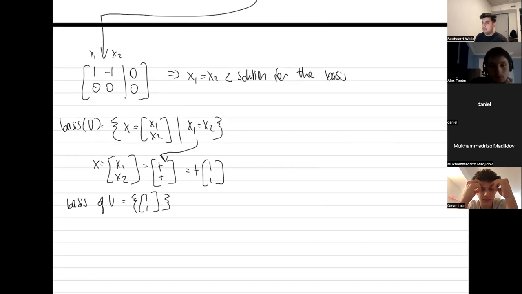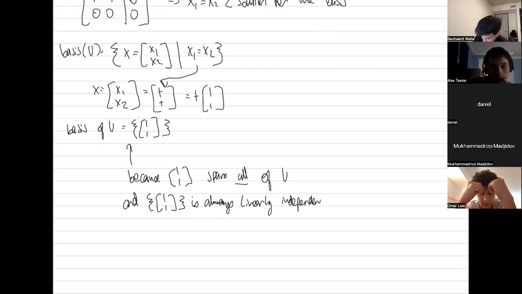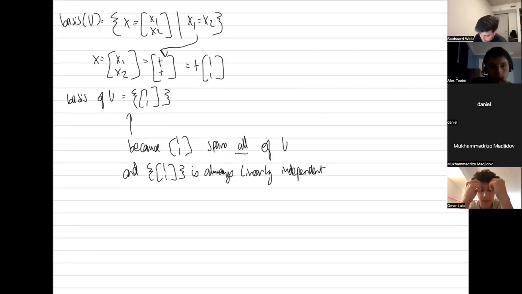That's it. The reason is that we saw 1, 1. Can 1, 1 be linearly dependent? No, since it's only one vector, a set of one vector is never linearly dependent since it's non-zero. Exactly. So we have found the basis. The dimension of V is equal to 1, and that's the solution to that problem.